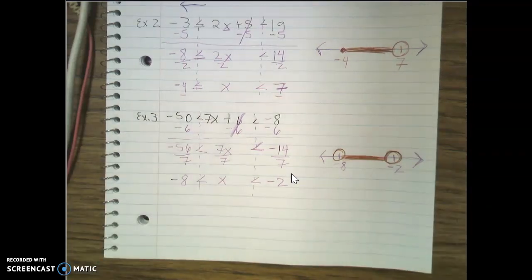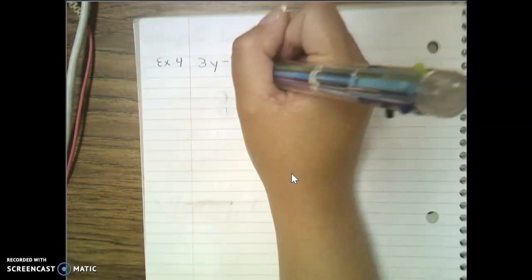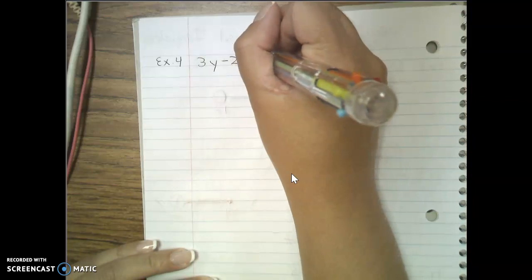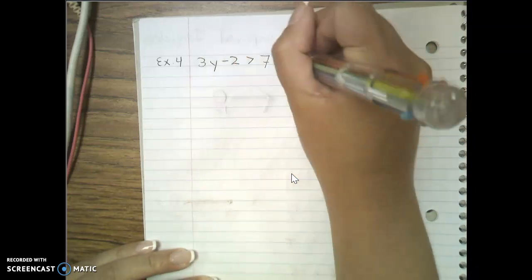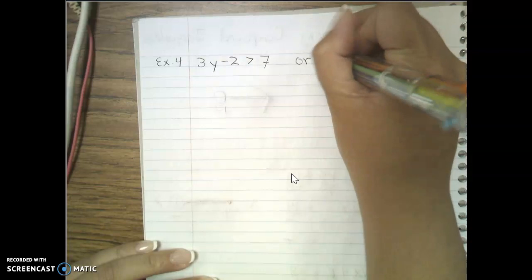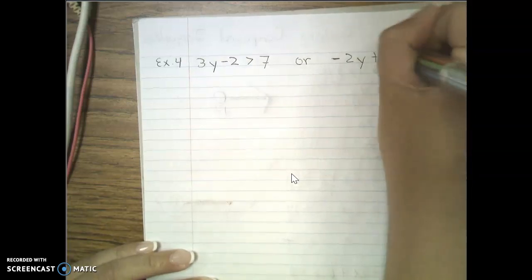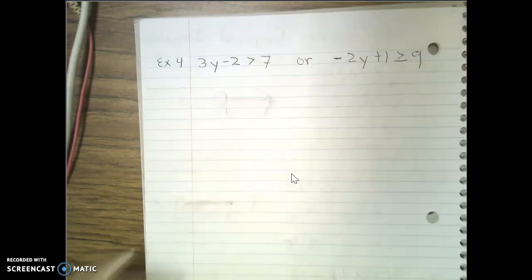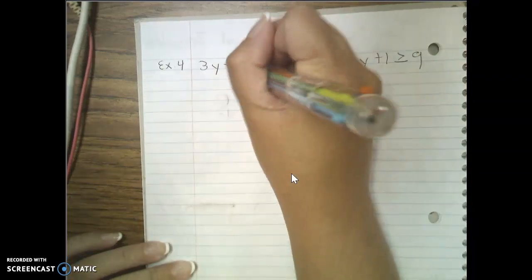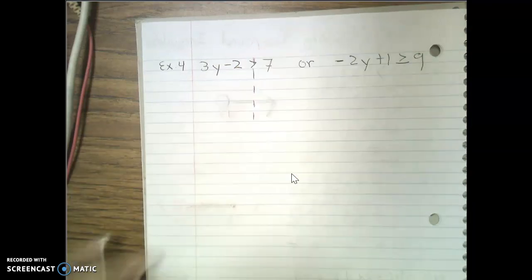Okay, let's do another example. This time it's going to be an or problem because you're going to see or. So example 4 is going to be an or problem. So I have 3y minus 2. Oops, sorry, you can't see it. 3y minus 2 is greater than 7. Or negative 2y plus 1 is greater than or equal to 9. Okay? So, first things first, I'm going to draw my inequality line. You don't have to. It just helps me.